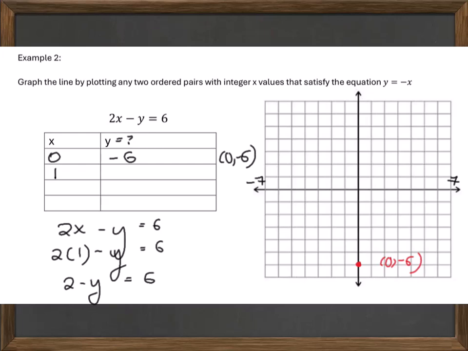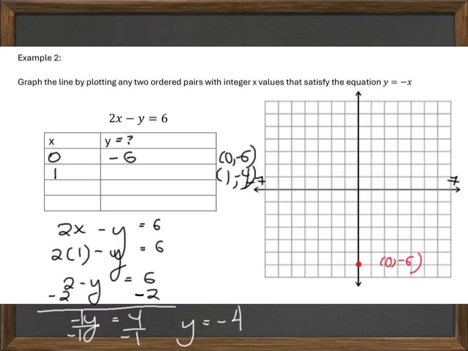So now what do we have to do? This is where we have to pull back our skills of solving linear equations. I'm going to subtract 2 from both sides. That's the first thing I'm going to do. And remember this negative sign next to the y. It's still there. It's not y is equal to 4. It's negative y equals 4, or negative 1y equals 4. So to get y all by itself, we have to divide by negative 1, and we find that y is equal to negative 4. So my next ordered pair is 1, negative 4, and that is right there.